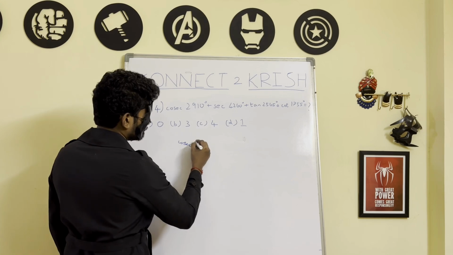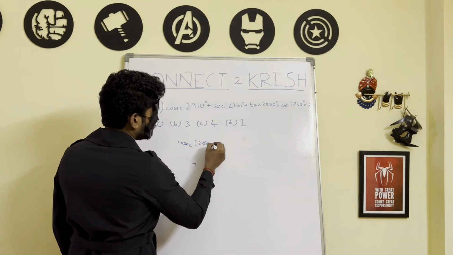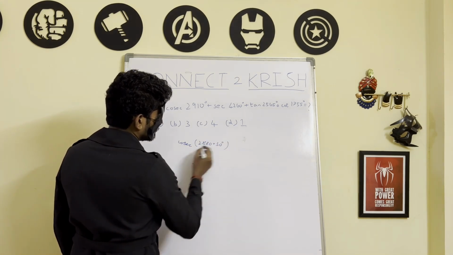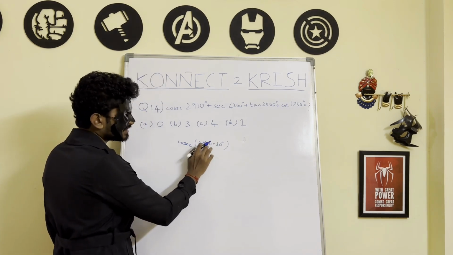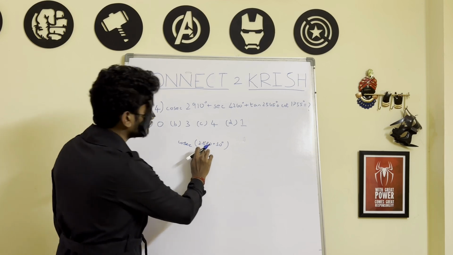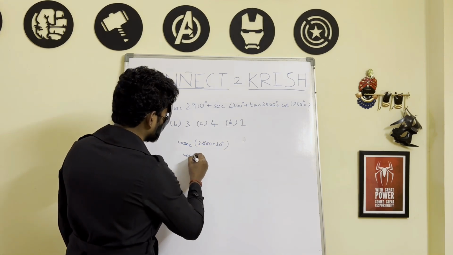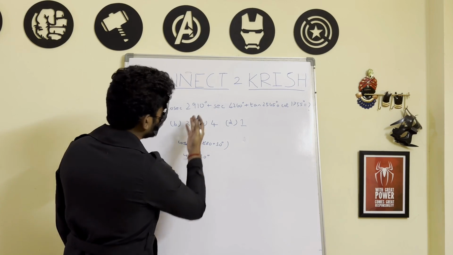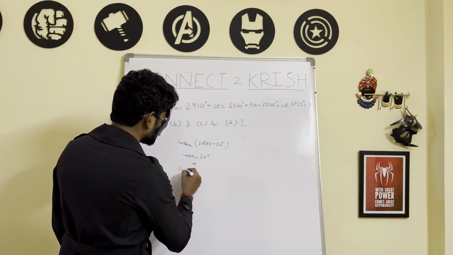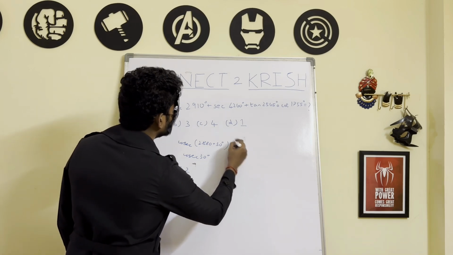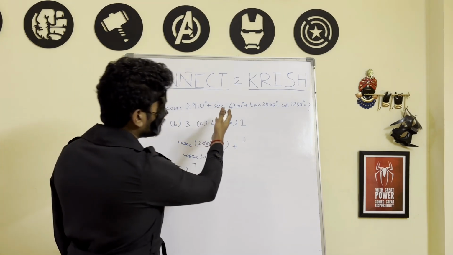cosecant 2880 plus 30 degrees. 2880 is part of the 360 table. So I can write it as cosecant 30. So what is cosecant 30? This is nothing but 2, plus secant 4260.